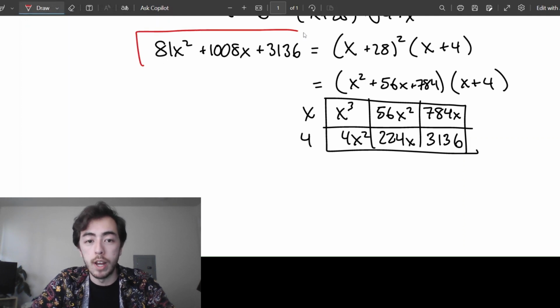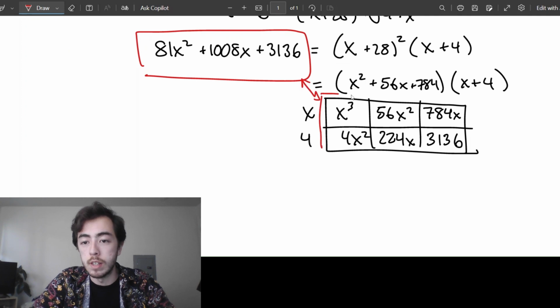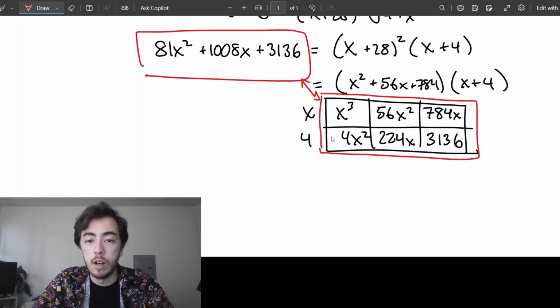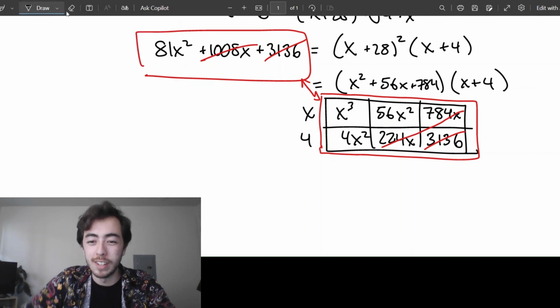So this quadratic must be equal to all of these terms in here that create this cubic. Although I can start canceling like terms. I could cancel the 3,136. Let's see what these two terms add up to. 784 plus 224 is 1008, which perfectly matches the 1008 on that side. There's something weird going on with this problem, I swear. Something about the question writers probably made it line up perfectly.